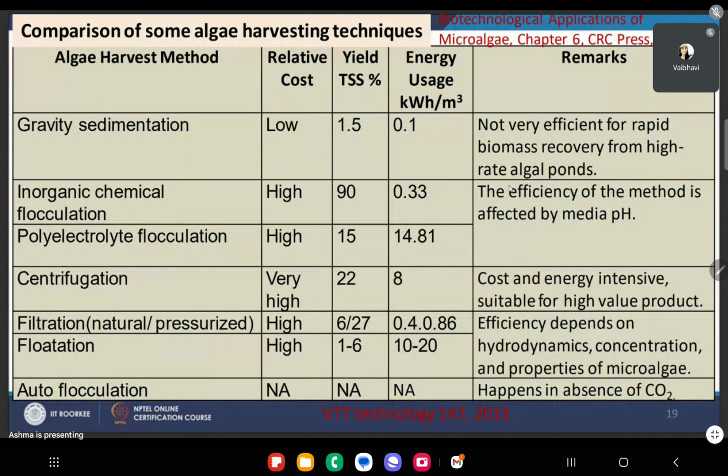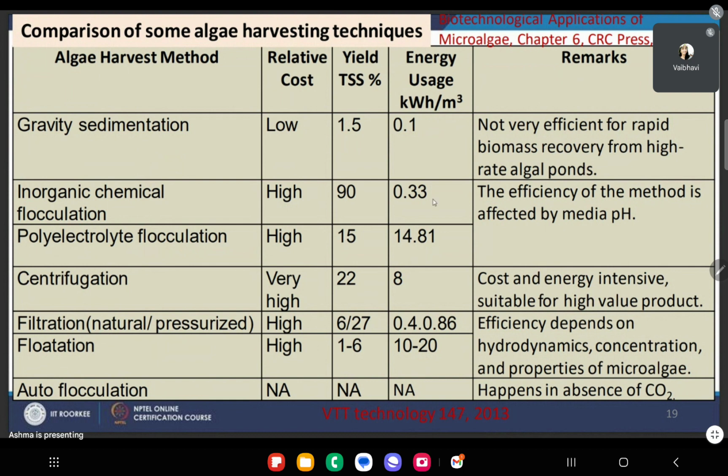If we take gravity sedimentation, then we are settling the algae by gravity. The relative cost is low, and yield is taken as total suspended solids in percentage. So we are getting 1.5% algae, and the energy usage is also very low, around 0.1 kilowatt hour per meter cube. But this technique is not very efficient for rapid biomass recovery, because we need to provide some minimum time for the microalgae to settle at the bottom of the reactor.